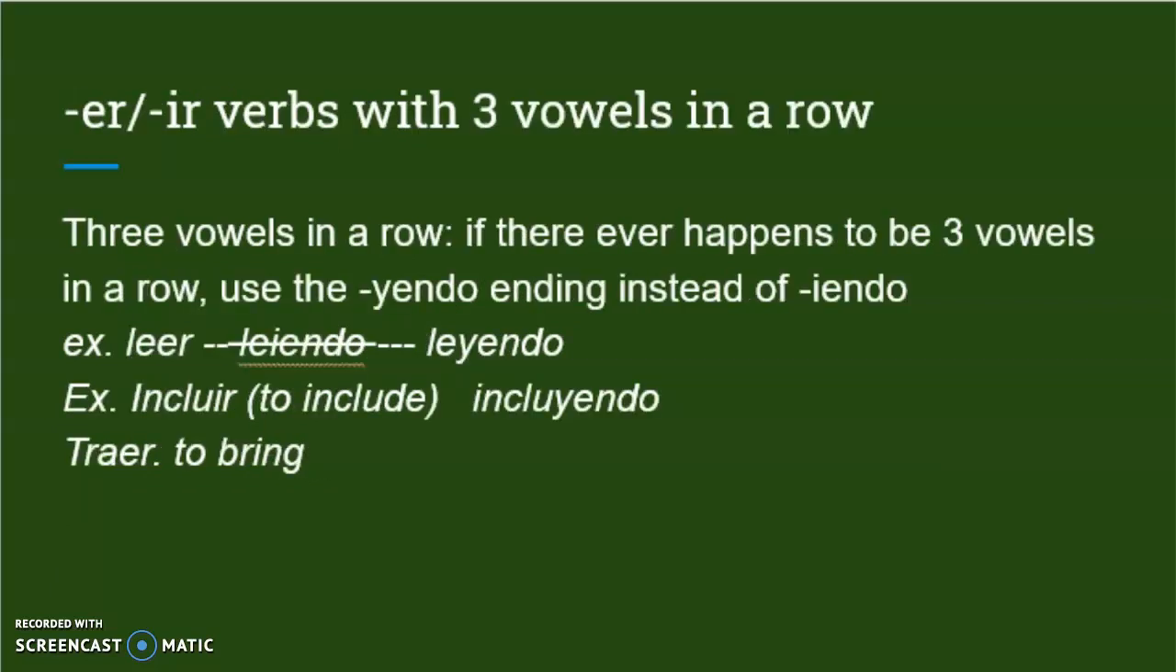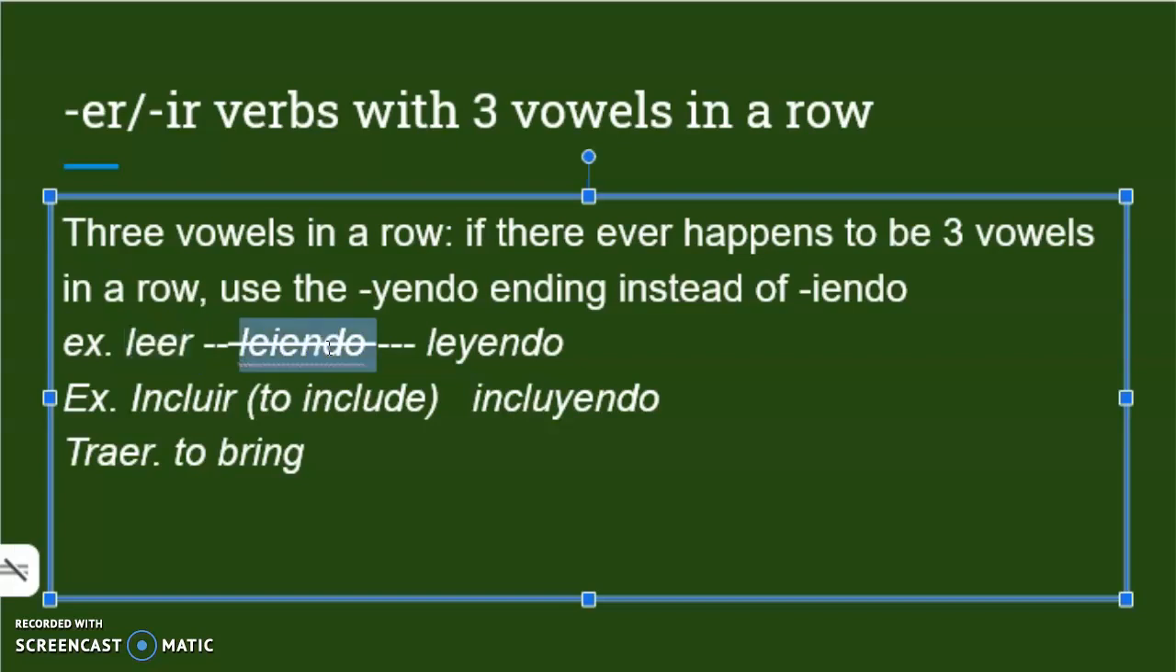The next thing that comes up with this tense is sometimes there's going to be 3 vowels in a row. Since there are no accent marks in this tense, we cannot have 3 vowels in a row. So I did this example here with leer, to read, reading, which became leyendo. When I did this, it had an E, an I, an E. I don't want to have 3 vowels in a row. So in this case, I have to change, instead of I-E-N-D-O, it's going to be Y-E-N-D-O. It's like incluir, it became incluyendo because there would have been 3 vowels in a row.